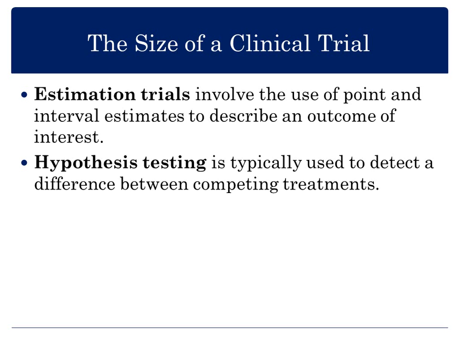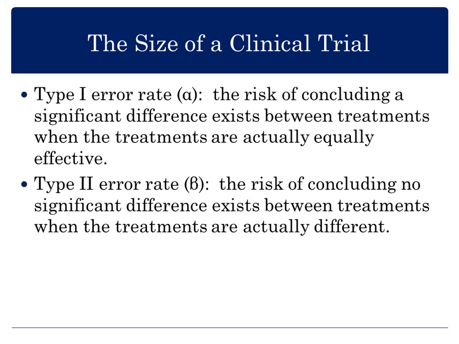So estimation trials use interval estimates like confidence intervals to describe the outcome of interest. It could be for a single group or multiple groups. And the sample size is justified based on how precise your estimates will end up being, given a certain set of assumptions. Power calculations only occur when you're really doing hypothesis testing, when you're trying to detect a difference between treatments or some kind of a strength of association.